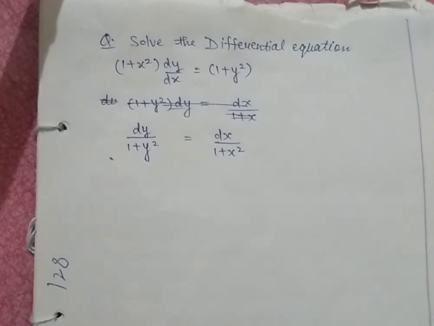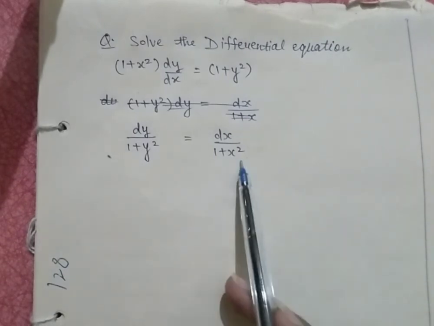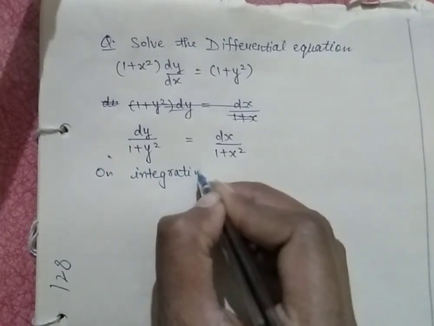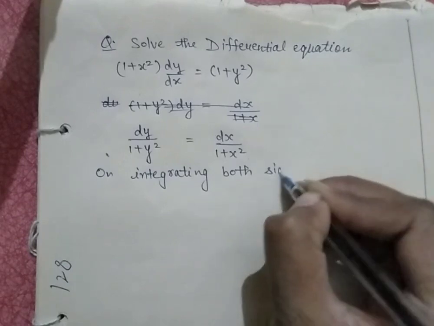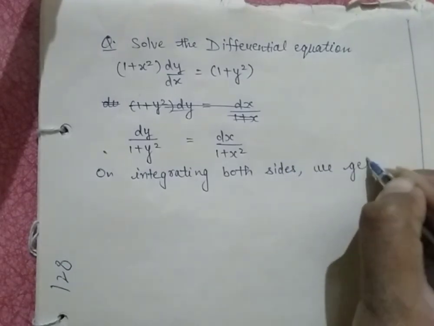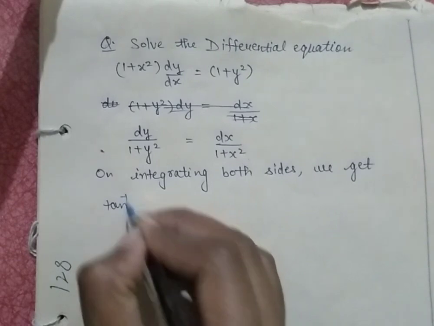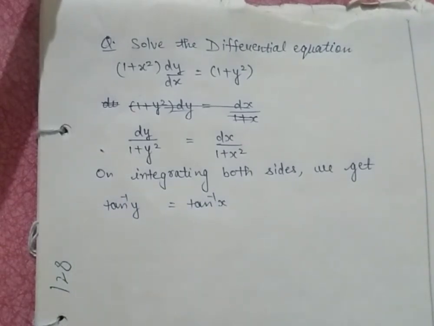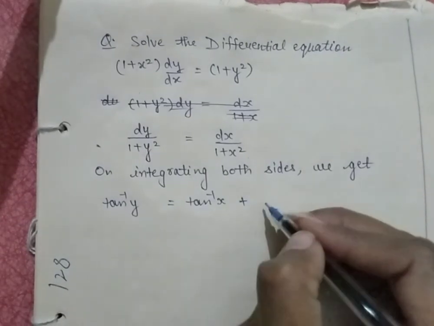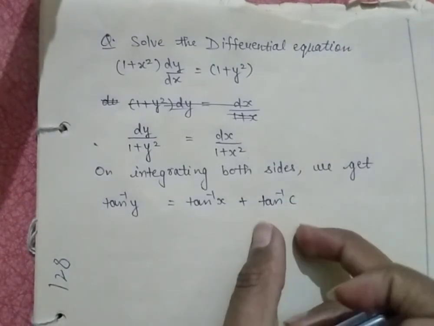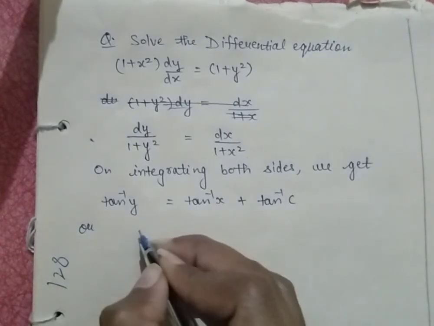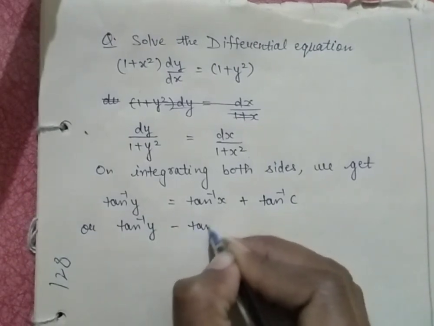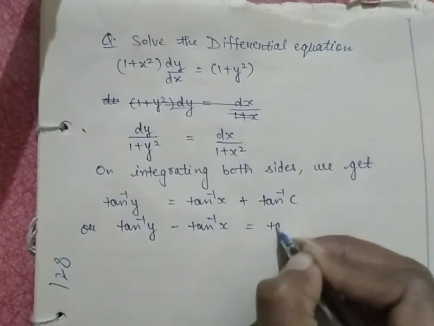Now we have separated the variables. We have y on the LHS and x on the RHS. Now on integrating both sides, we get tan inverse y equal to tan inverse x, and a constant would be added. That constant can be anything. We can add c here, or we can add tan inverse c also here, because this is again a constant. Or this equation becomes tan inverse y minus tan inverse x equal to tan inverse c.